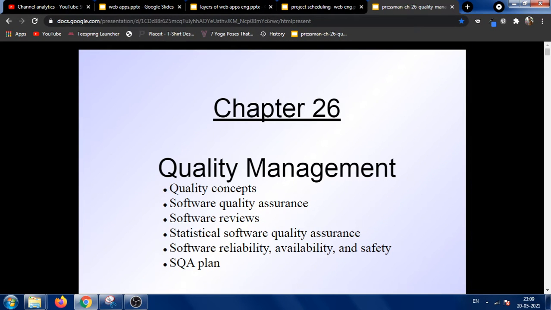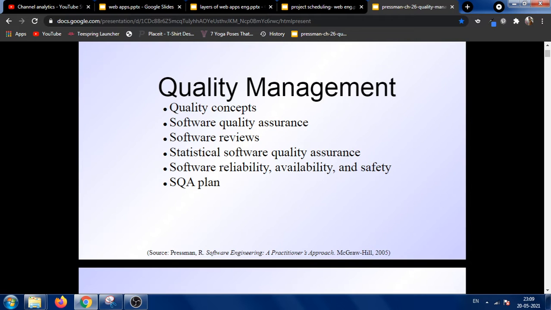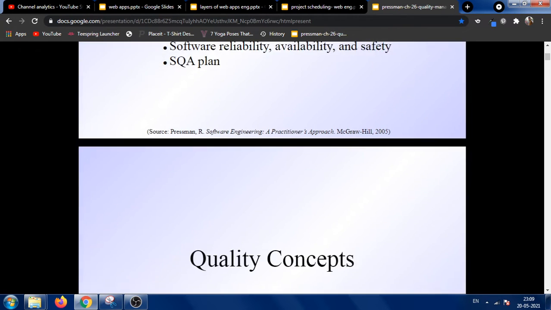Hello everyone, in this video we are going to see about quality management in web engineering. These are the basic topics: the quality concepts, software quality assurance, software reviews, statistical software quality assurance, software reliability, availability and safety, and the SQA plan, which is the software quality assurance plan. Let us see one by one.